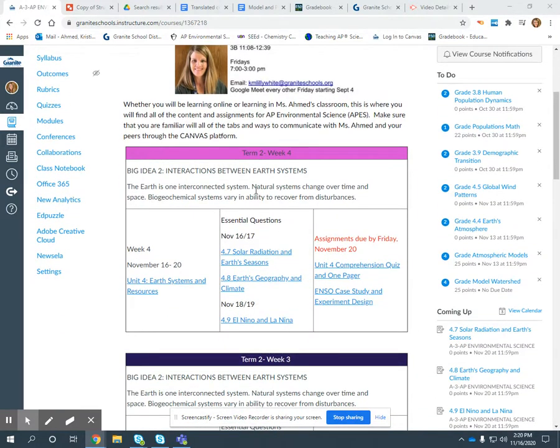Okay, so you can see that we're still working on Unit 4, which is all about Earth systems and resources. Our first topic for Monday, November 16th and Tuesday, November 17th is solar radiation and Earth seasons.